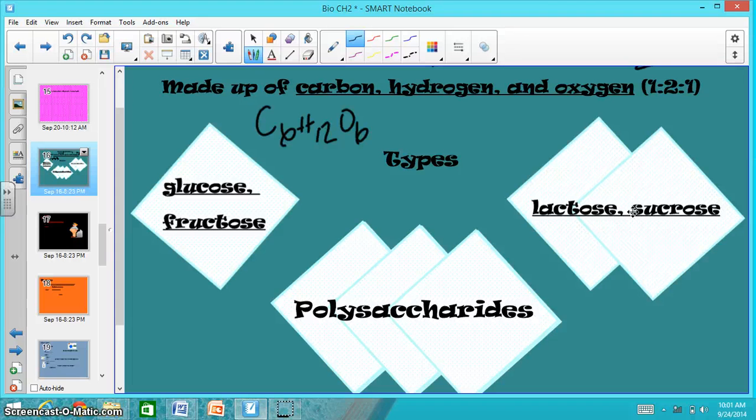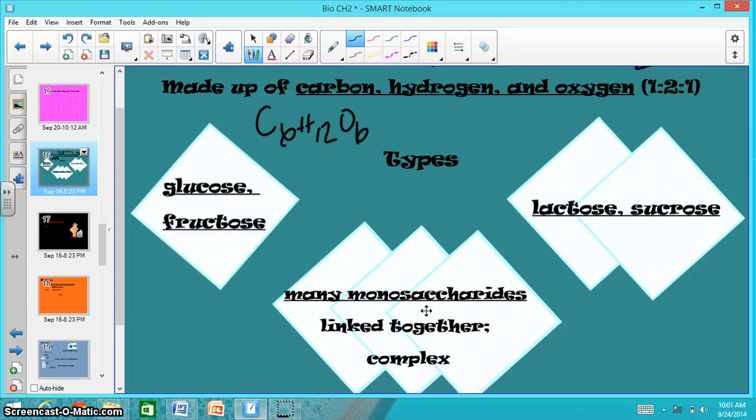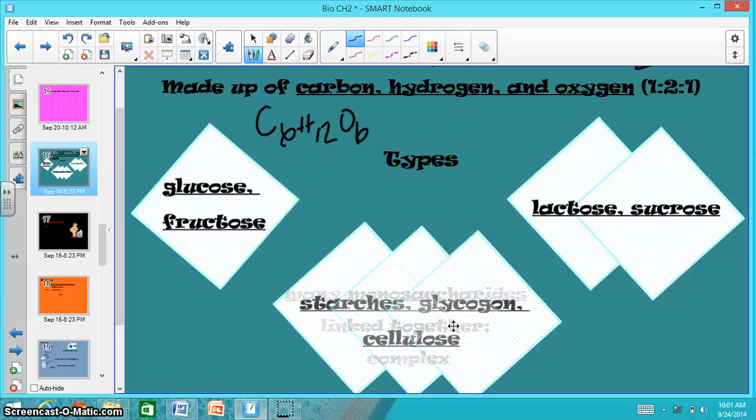Polysaccharides, poly means many monosaccharides linked together. These are your complex carbohydrates, so your starches, glycogen, cellulose. Cellulose is actually found in the cell walls of plant cells. It's there to help reinforce them, make them stronger.